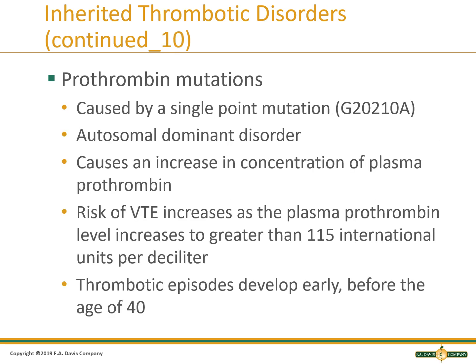Prothrombin mutations can be caused by a single point mutation. It is an autosomal dominant disorder. It causes an increase in the concentration of plasma prothrombin. The risk of VTE increases as the plasma prothrombin level increases to greater than 115 international units per deciliter. Thrombotic episodes can develop early, before the age of 40.